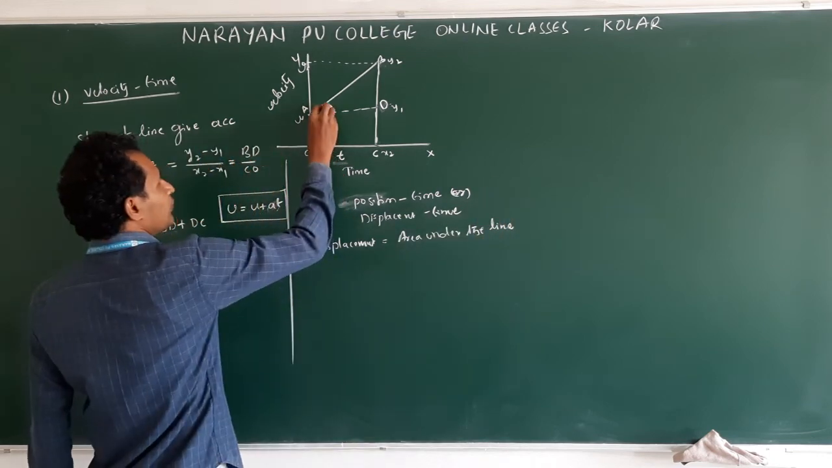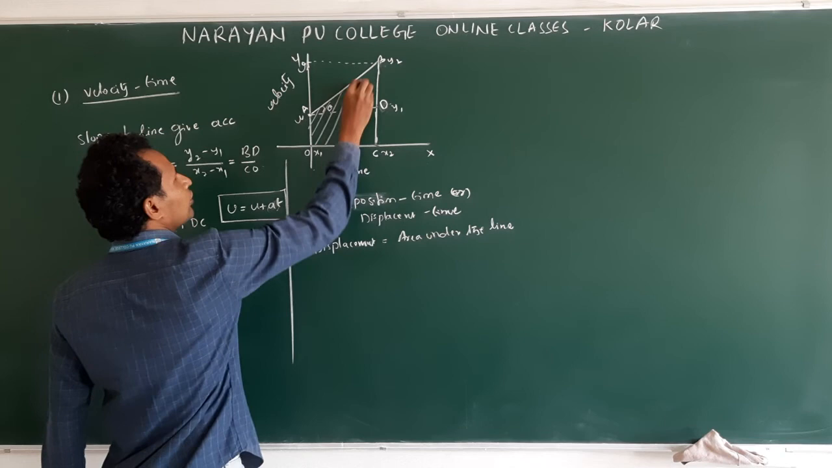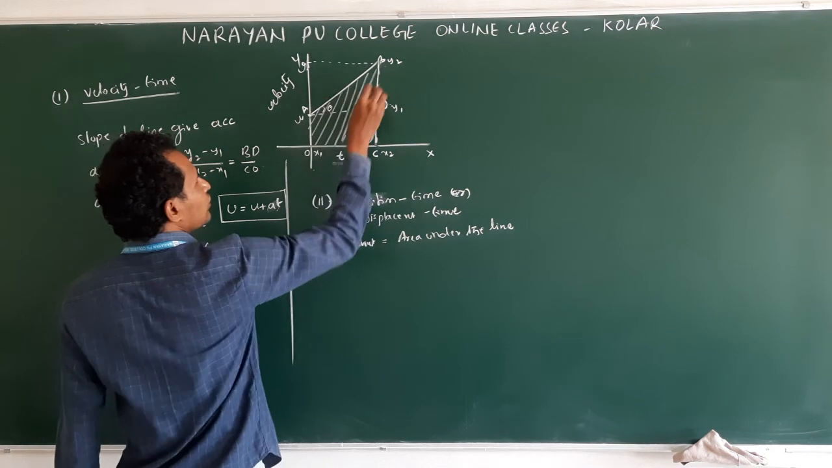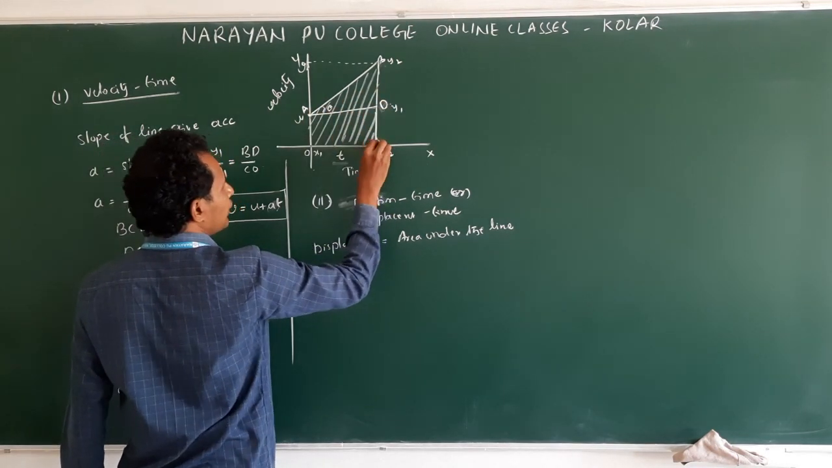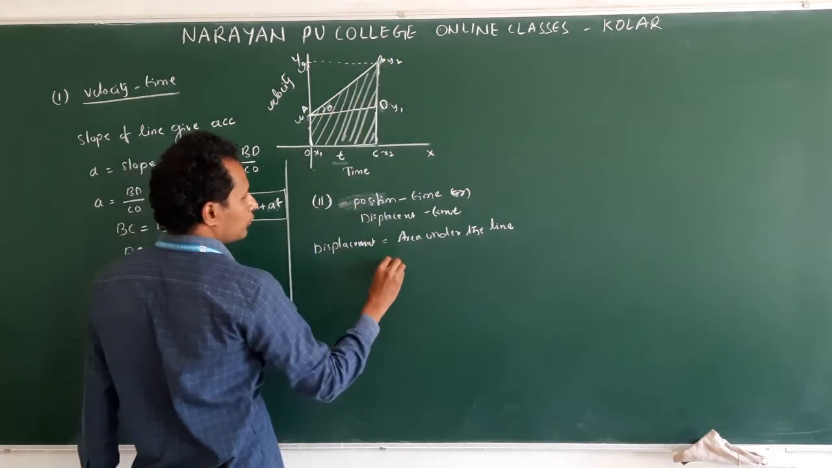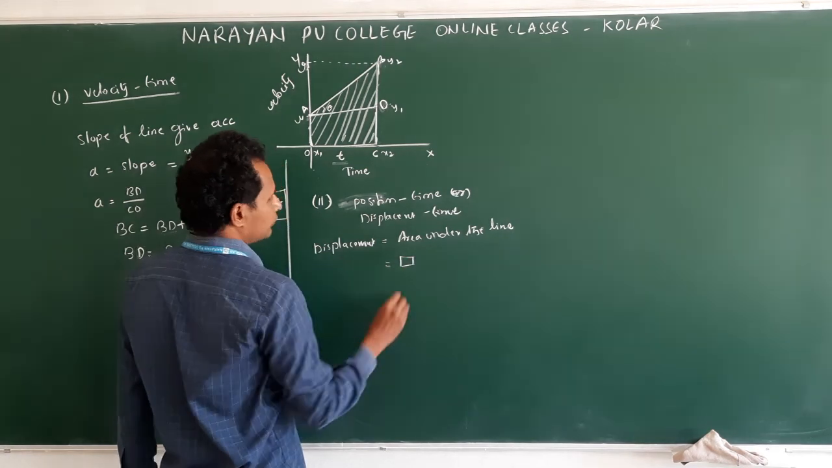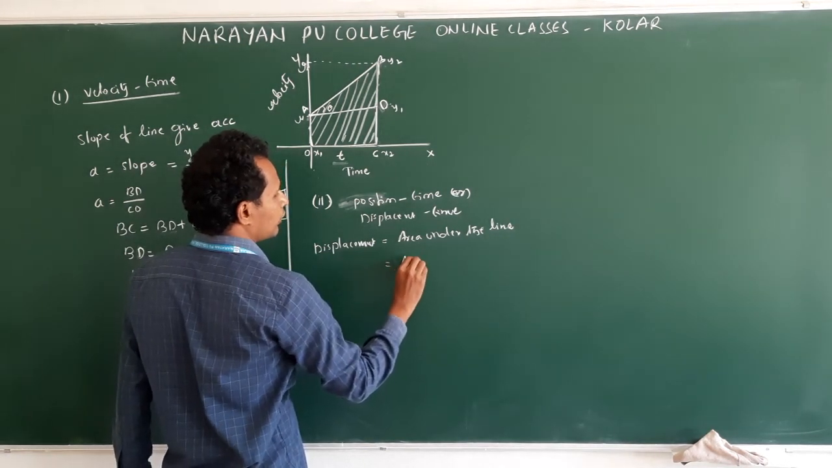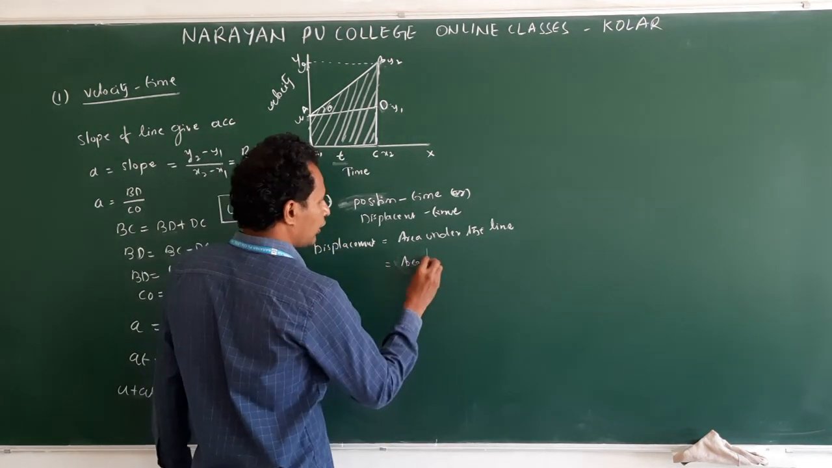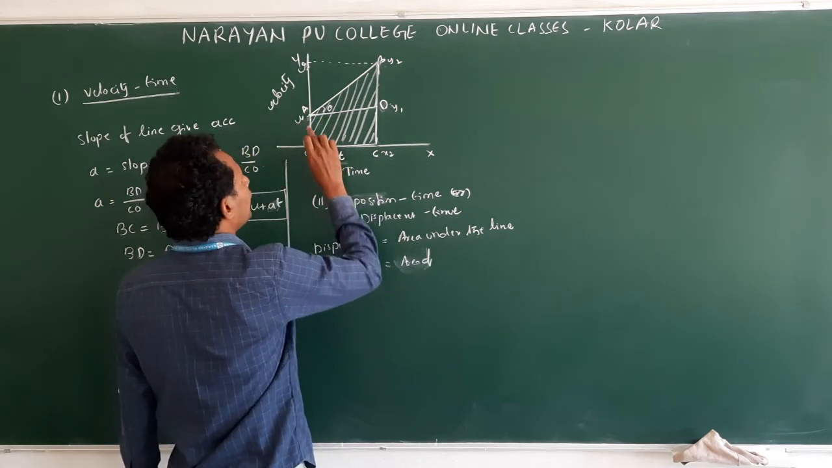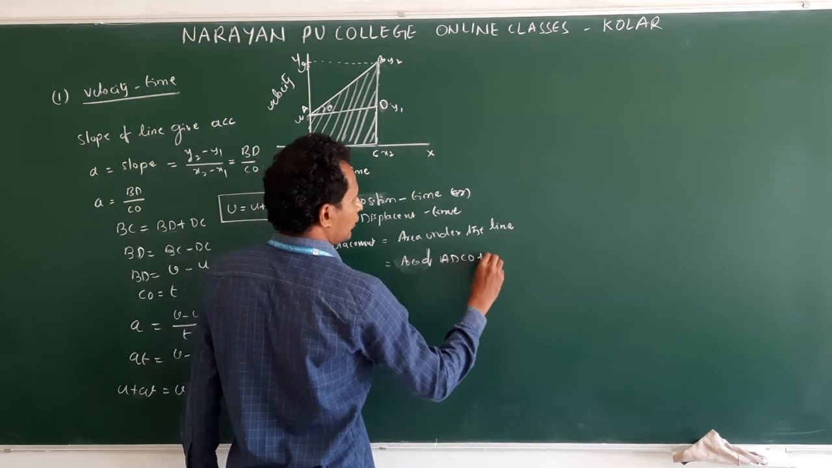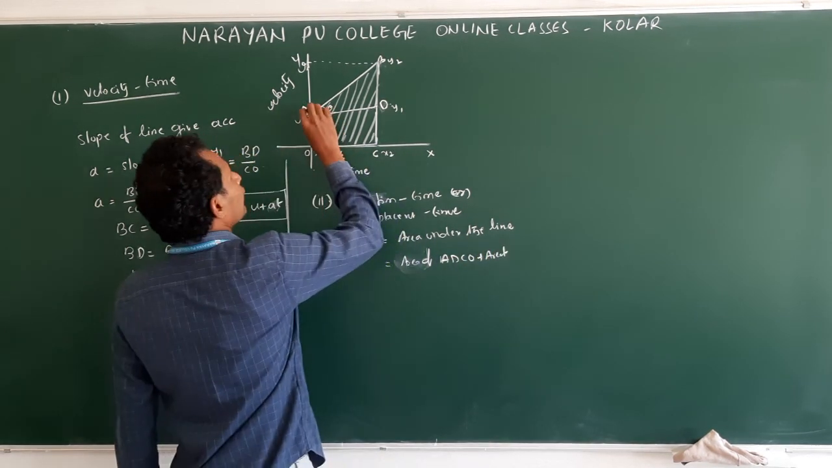So the area under the line means this is the total area. Understand? This shaded area we can split into two: one is a rectangle, another one is a right angle triangle. So we can write the area of ADCO plus the area of ABD.